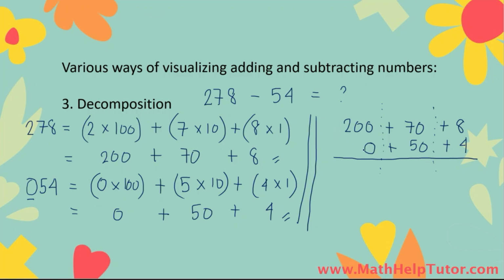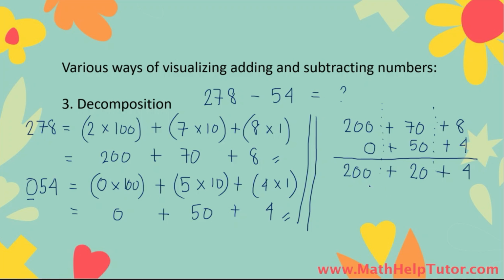So 200 minus 0 is still 200. 70 minus 50 gives us 20. And 8 minus 4 gives us 4. Now these numbers actually compose the different values of the different places of our new number. So we can just put a plus here and a plus here.